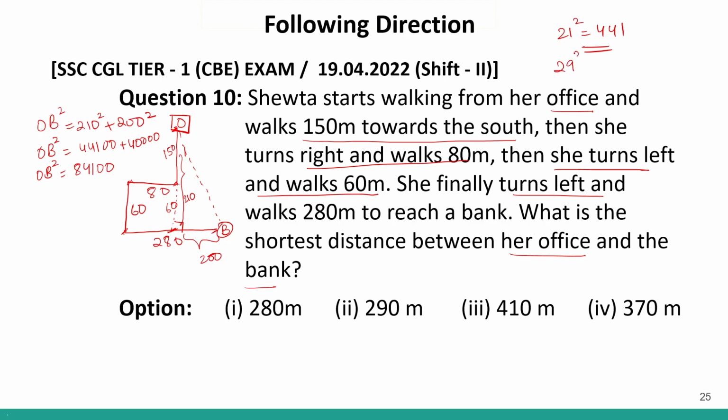Again, for your reference, 29 square is 841. So OB will be equal to under root of 84100. Correct? So OB will be equal to 290 meter. So the shortest distance between the office and the bank will be option number 2, 290 meter. I hope this much is clear.